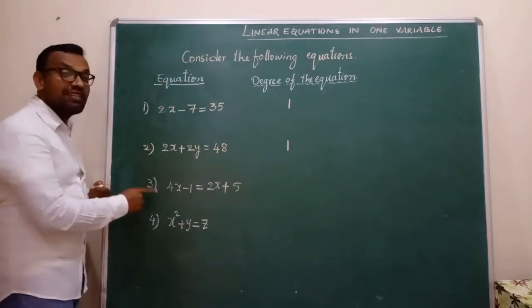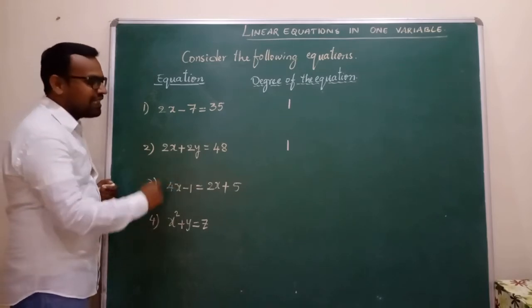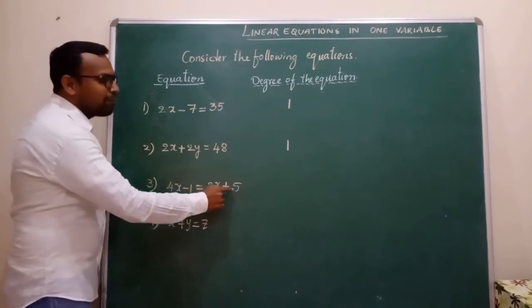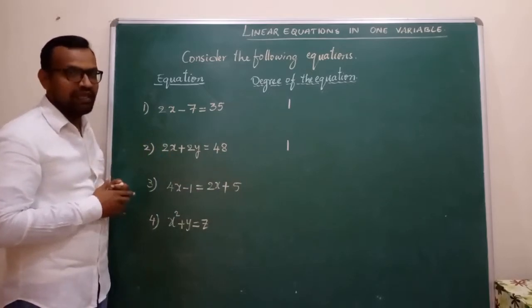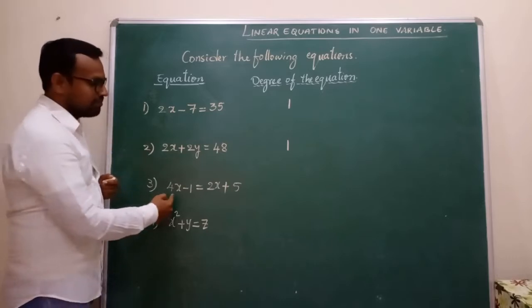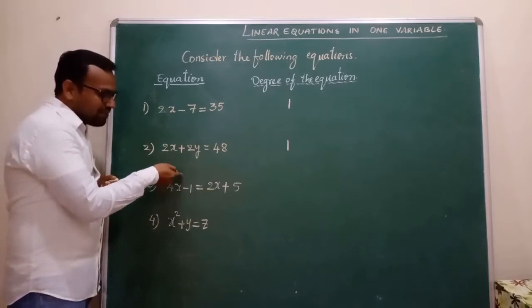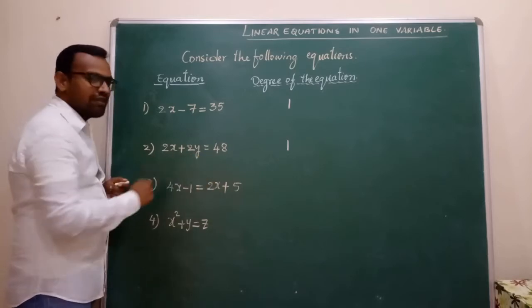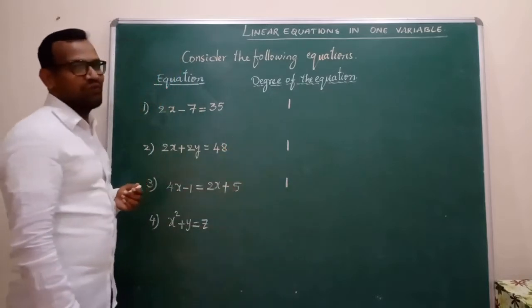Next, the third equation. 4x minus 1 is equal to 2x plus 5. So how many variables are there in this? X, one variable, but twice. So what is the power of this variable? 1, 1. That means the degree of the third equation is also 1.